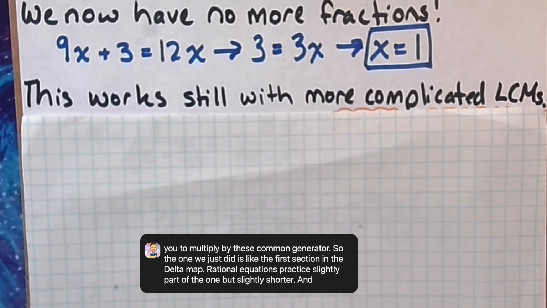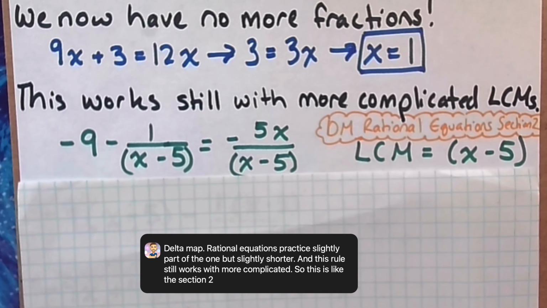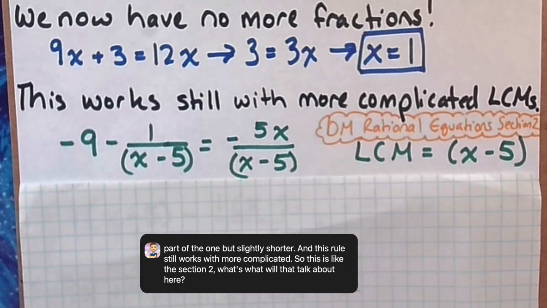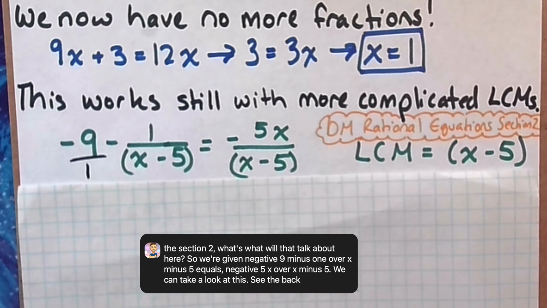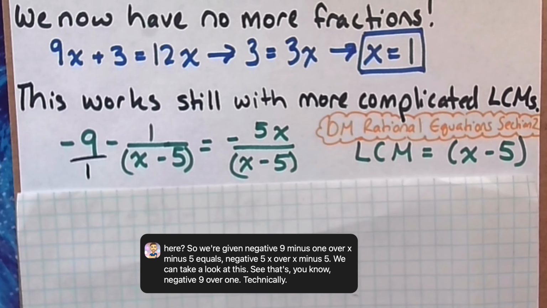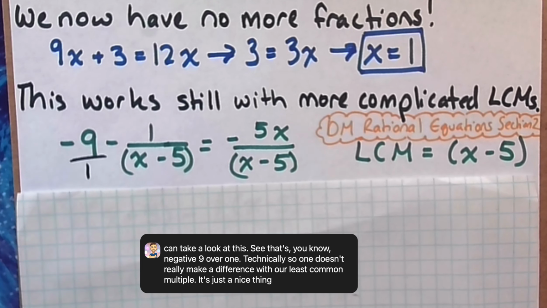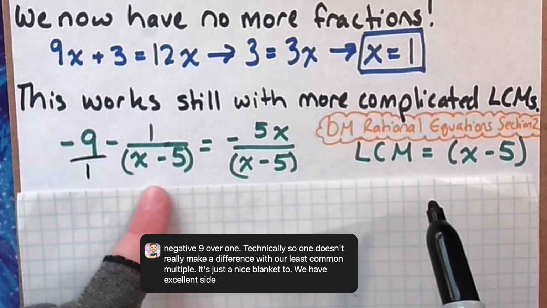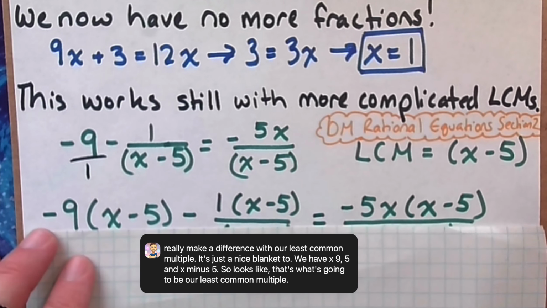And this rule still works with more complicated least common multiples. So this is like section 2, what we're about to talk about here. So we're given negative 9 minus 1 over x minus 5 equals negative 5x over x minus 5. We can take a look at this, see that that's negative 9 over 1, technically. So 1 doesn't really make a difference with our least common multiple. It's just a nice blank slate. We have x minus 5 and x minus 5, so it looks like that's what's going to be our least common multiple. So now we multiply everything by the least common multiple.